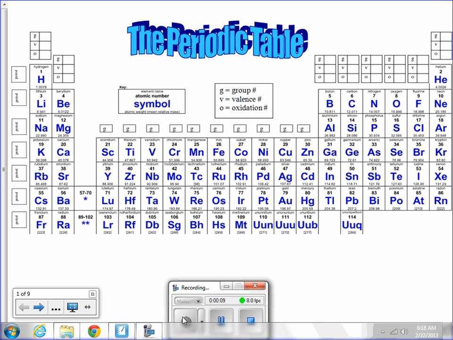This is for physical science. We are going to learn how to label a periodic table for our purposes in physical science. Okay, here's our periodic table. We do have over here groups, valence, and oxidation numbers. Okay, and here we have the three different little keys that we have here. So that's where we're going to start out.